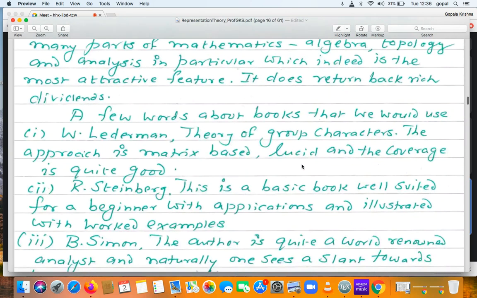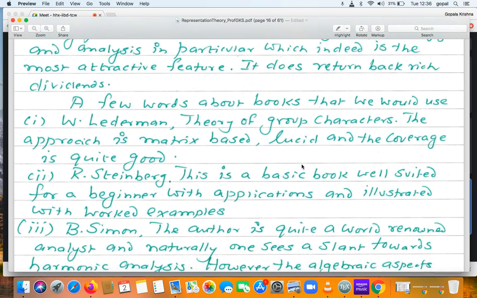And now we'll discuss a few words about the books on representation theory. There is this book by Walter Ledermann, Theory of Group Characters.